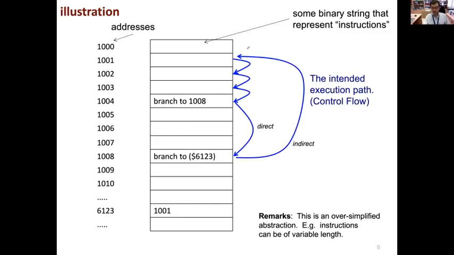Let's look at these examples. In this example, the execution runs sequentially, starting from this instruction, next instruction, and next instruction. And this instruction is branched to 1008. So this instruction actually will modify the program counter to 1008. Hence, the next instruction to be executed will be this one, 1008. So there's a direct jump to here.